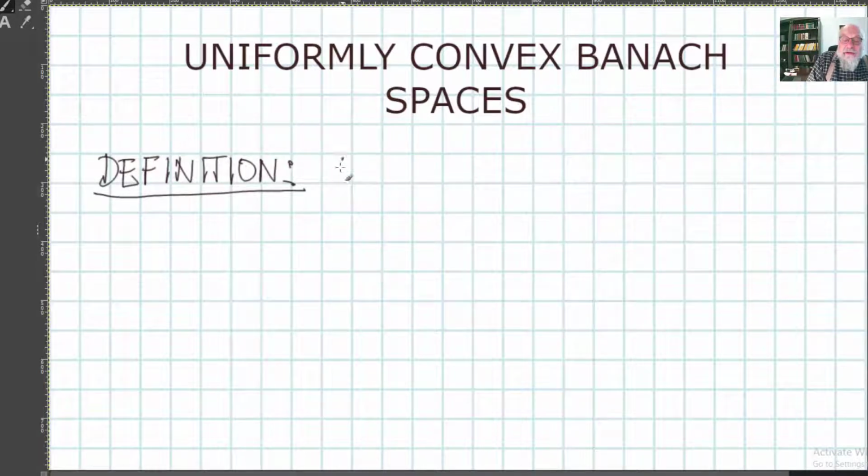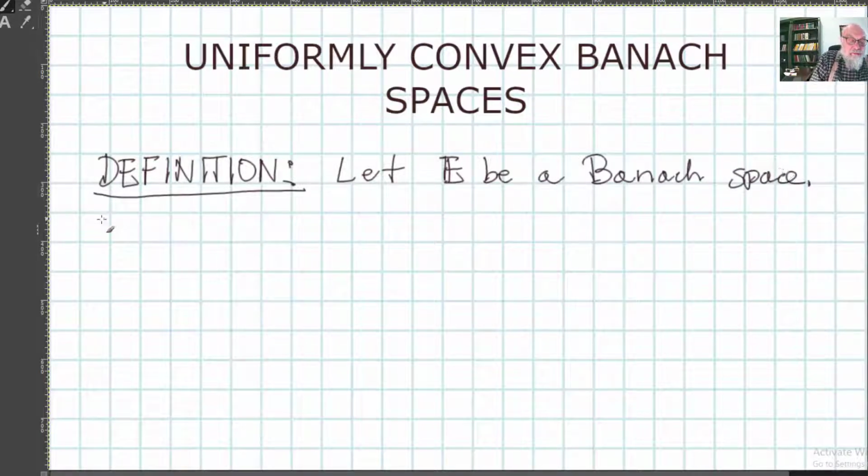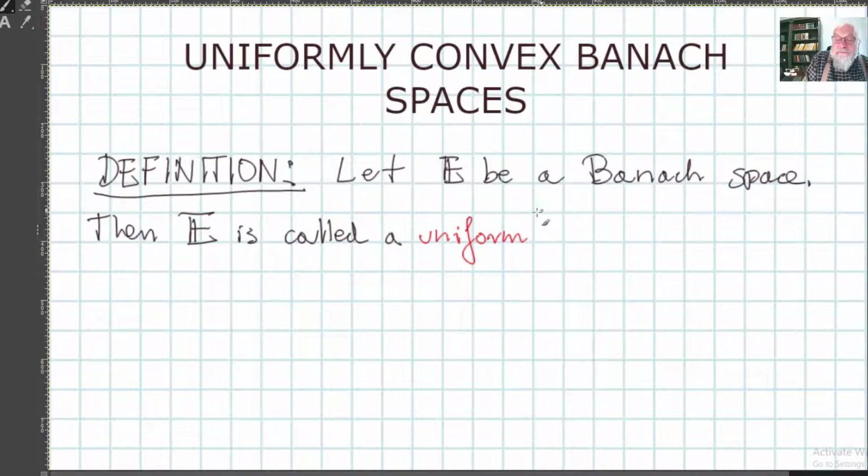Suppose E is a Banach space. Then E is called a uniformly convex space if and only if the following condition is satisfied. Let's write it down.